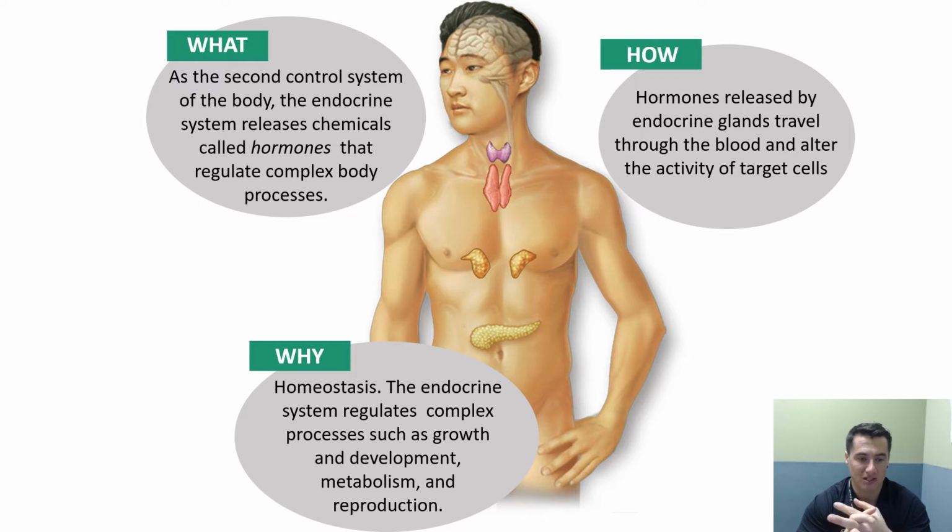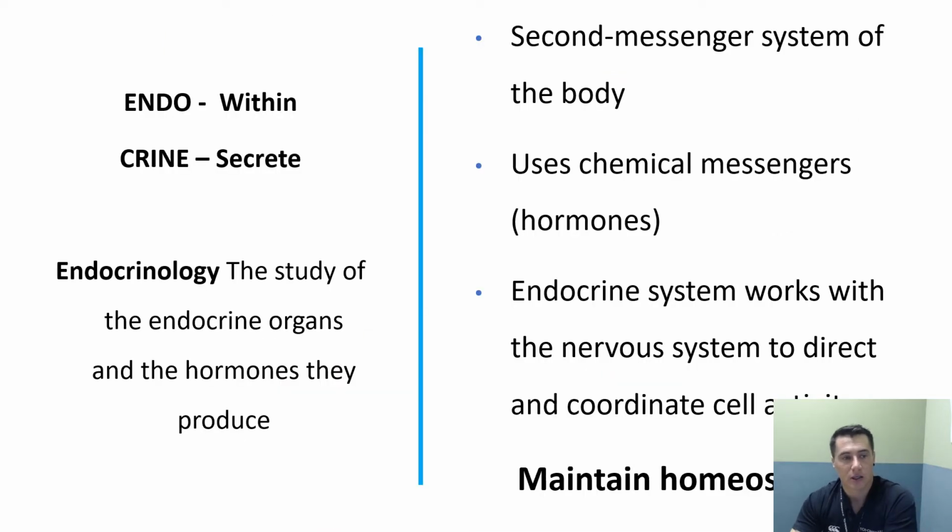It's a complex system, and it regulates things like growth and development, metabolism, so how quickly chemical reactions happen within our body, and reproduction. Endo means within, and crine means to secrete, so endocrine glands secrete chemical messages within the body. Any word with the suffix ology means the study of something. Endocrinology is the study of endocrine organs and the hormones that they produce.